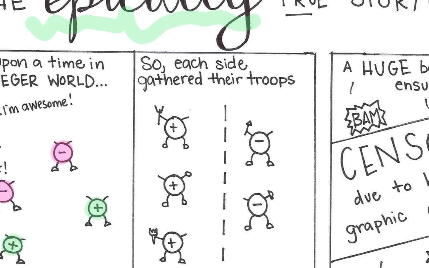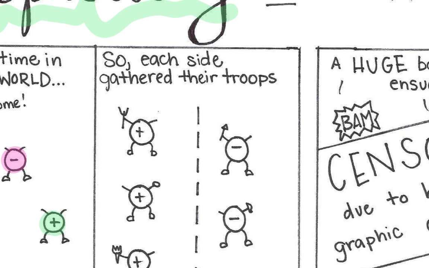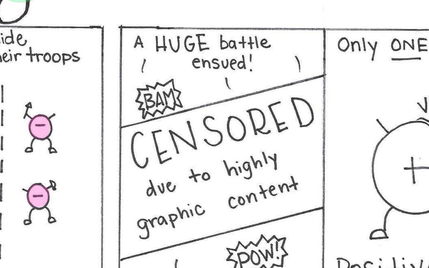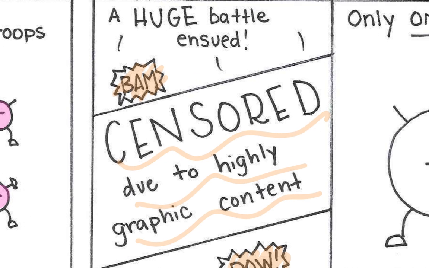So what happened is they gathered their troops. This guy's got a pitchfork. We got some fire here. We had the positives on one side and we had the negatives on the other side. And what happens next? Oh, it was so terrible. You can't even see. This is censored due to highly graphic content. There was a big fight. But I'm going to tell you what happened here.